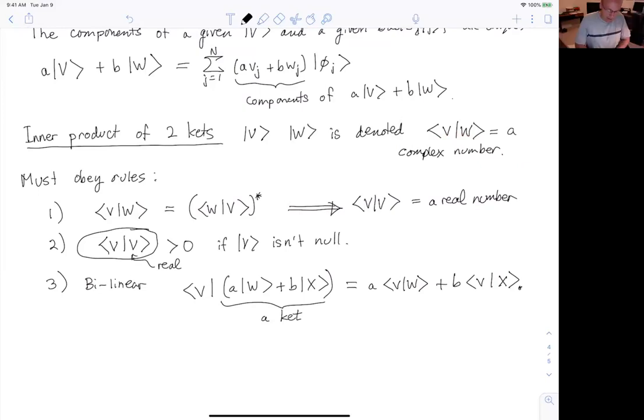Well, no, it follows from this, because suppose I plug in W equals V. Then I get V inner product V equals complex conjugate of V inner product V. And that implies that V inner product V is a real number. Okay, that makes sense. Thank you.